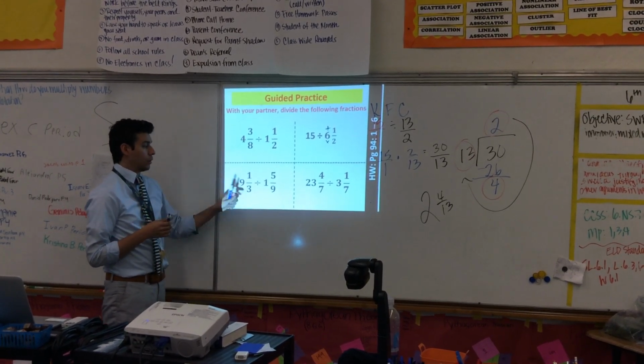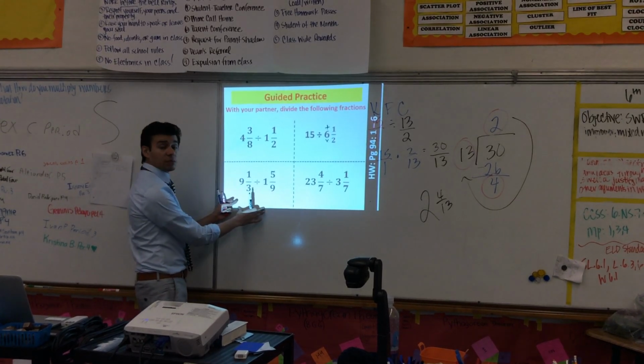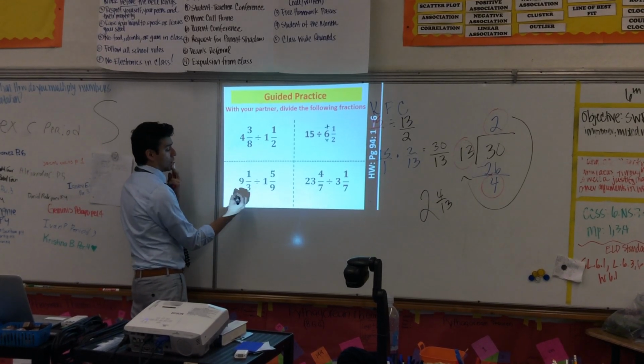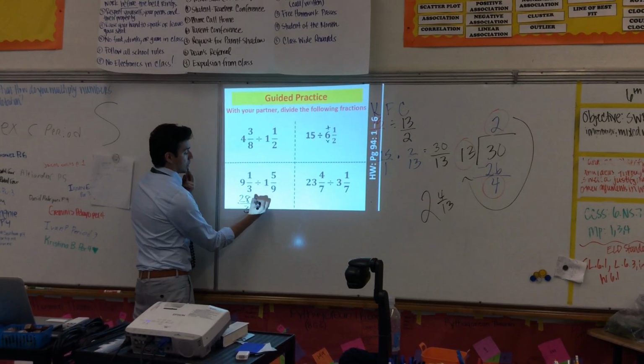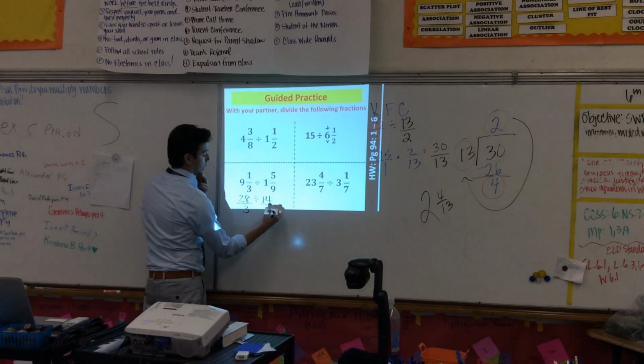So, I'm going to quickly go over these. I have to convert all of these mixed numbers into improper fractions. So, 3 times 9 is 27, plus 1 is 28 over 3. Divided by, well, 9 times 1 is 9, 9 plus 5 is 14 over 9.